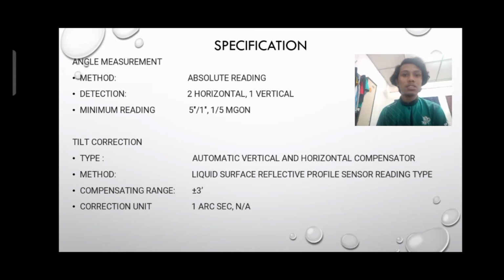Next is the tilt correction specification. First let's talk about the type. The type is automatic vertical and horizontal compensator. Next is the method. The method is liquid surface reflective profile sensor reading type. And the compensating range is plus or minus 3. And the correction unit is 1 arc second.